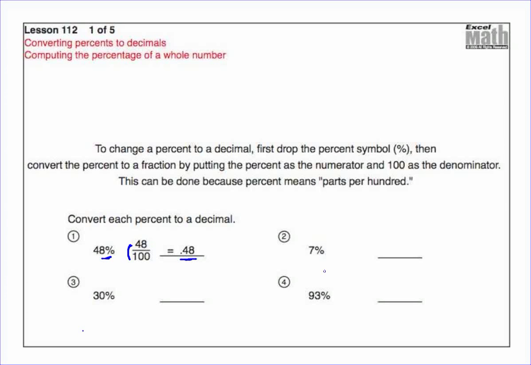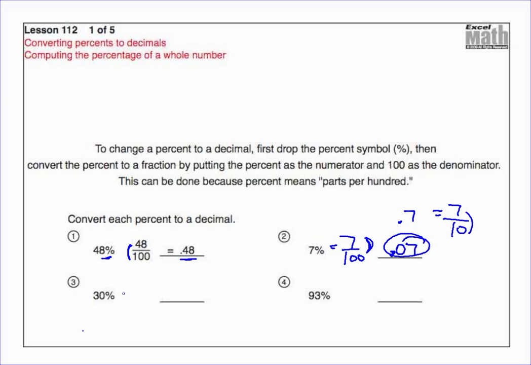Let's take a look at number 2. 7% means 7 out of 100, which means is it 0.7 for 7%? No, it's 0.07. That's 7 hundredths. If you were to write 0.7, that's equal to 7 out of 10. This is not 7 out of 10, it's 7 out of 100. So the correct answer is 0.07. All right, pause the video, do 3 and 4, turn it back on when you're ready for the solution.